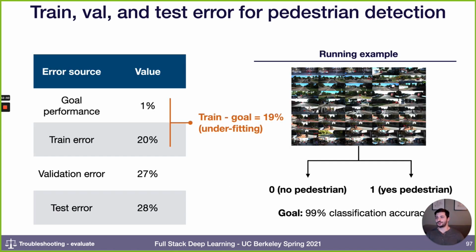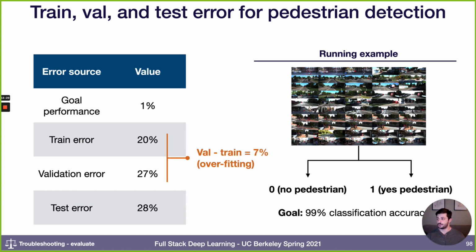Okay, so let's look at an example of this strategy. So let's say that we train our first model, our simple convnet model, on this pedestrian classification task, and these are the numbers that we get. So our goal performance was 1%, and our training error is really bad. It's 20%. Our validation error is even worse, and our test error is not too much worse than our validation error. So this difference between our training performance and our goal performance, this massive 19% difference, tells us that we're pretty seriously underfitting our training distribution, our training set.